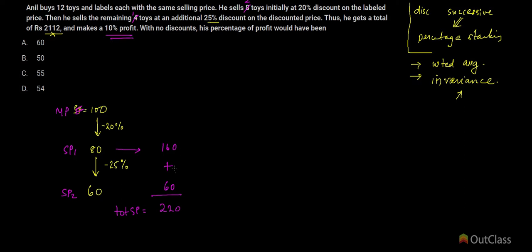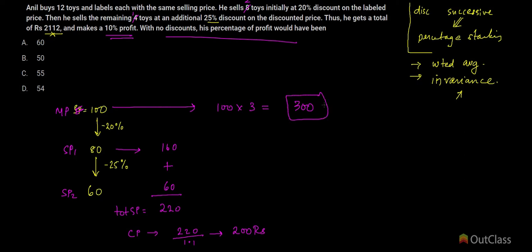This gives him a 10% profit. So if you want CP, it is 220 divided by 1 plus 10%, and that's gonna be 200 rupees. Now instead, undiscounted pricing would have been 100 into 3, 300. Without discount, the SP would have been 300, the CP is 200, and so the profit percent is 300 by 200 minus 1, 50%.